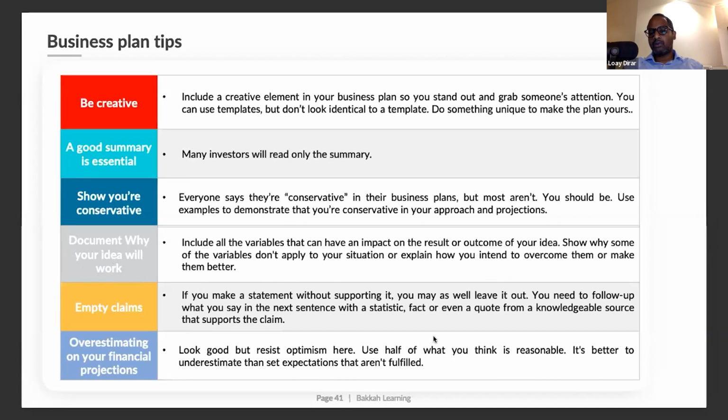You need to showcase why your idea is going to work. Look at the customer needs. In this case, you need to look at the customer needs. You need to showcase why your product or service is going to help a customer need.